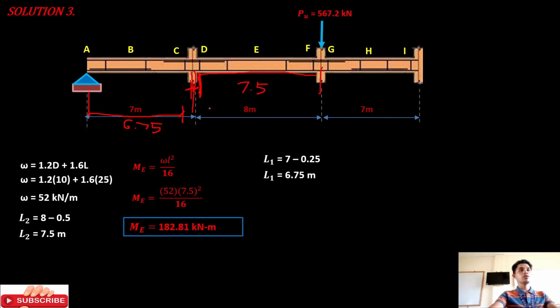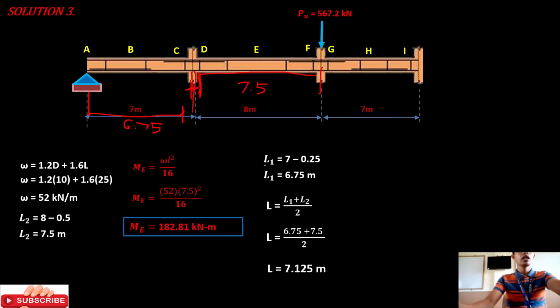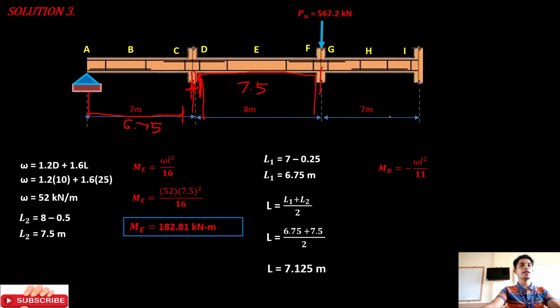So, i-average natin itong dalawa. 6.75 plus 7.5, that will be 7.125 meters. Okay. The average length is 7.125 meters. So, ang WL squared over 11 kasi dito rin WL squared over 11. So, 52 times 7.125 squared over 11, it will be negative 239.8 kilonewton meter.